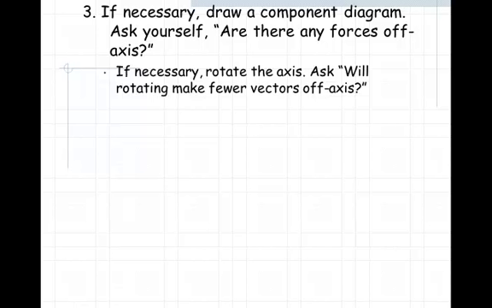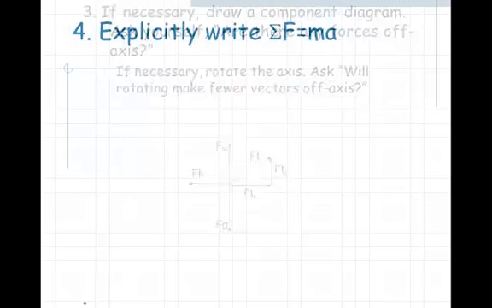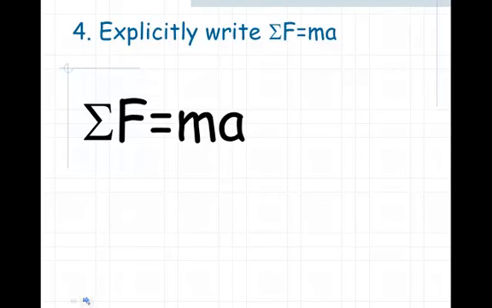So step 3, we ask ourselves, are there any forces that are off axis? In this case, there is. The force of tension is the only force that is off axis. So we have to draw in the horizontal component of the force of tension and the vertical component of the force of tension. Do we need to rotate this? Well, in this case, the answer is no, because rotating this particular force diagram does not help us. Then we explicitly write out the sum of the forces equals mass times acceleration to get credit.